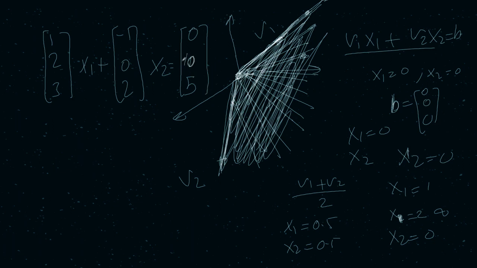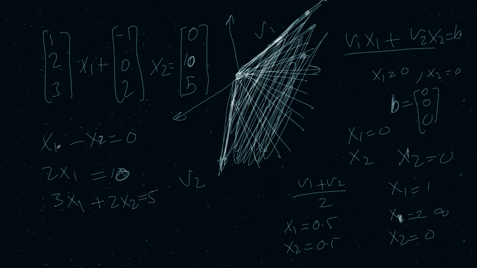Okay, I will put 10. So now if you want to find, is it possible to have this configuration or not? What it means is that I need to find x1 minus x2 equal to 0, and 2x1 equal to 10, and 3x1 plus 2x2 equal to 5.